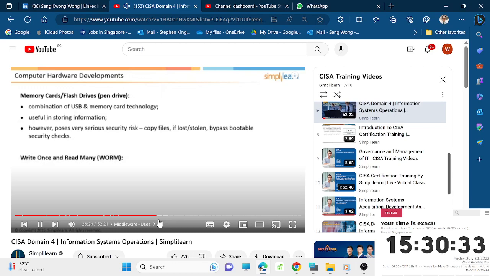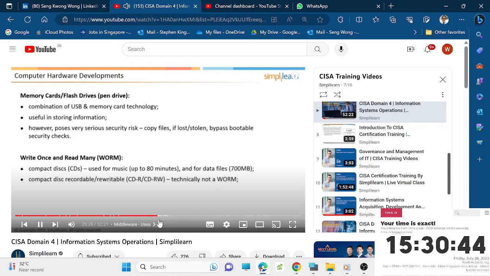Write once and read many, WORM, includes compact discs, CDs, like the ones used for music, up to 80 minutes, and for data files, 700 megabytes. Compact disc recordable and rewritable, CDR, CDRW, are technically not a WORM. Another example is digital video disc, DVD, that uses optical storage technology with large capacity, gigabytes. Let us look at other developments in the following screen.